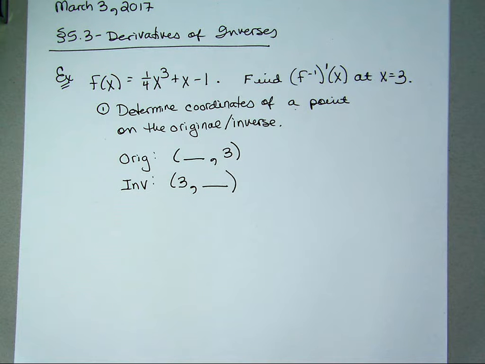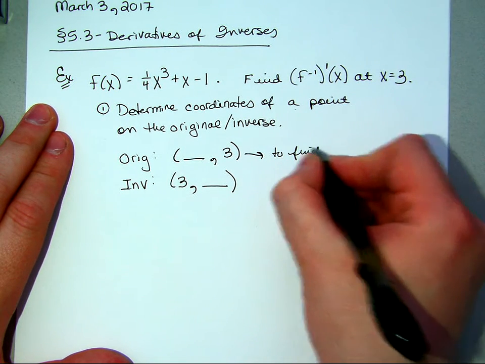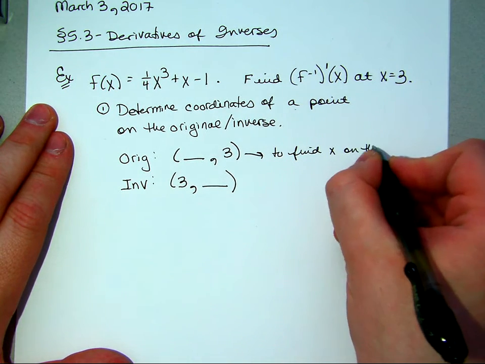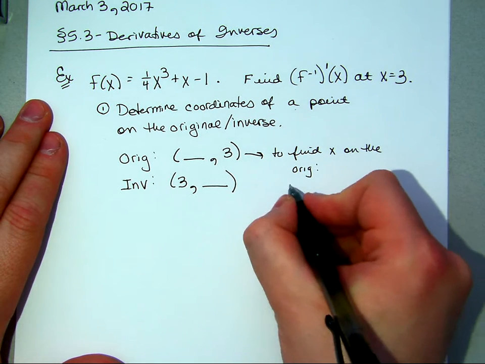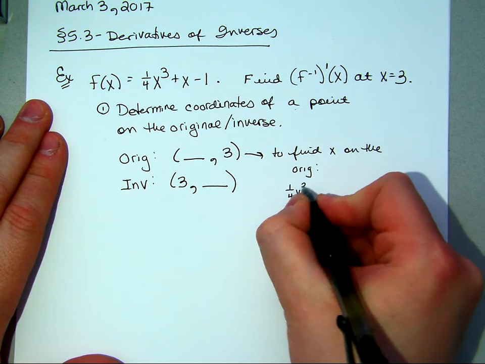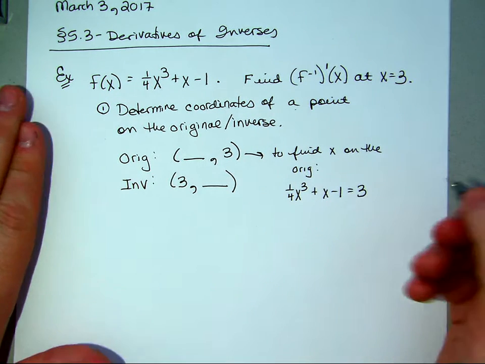If you have the y, how would you find the x? Plug into the equation and solve it for x. So to find the x on the original, I'm going to say 1/4 x cubed plus x minus 1 equals 3, and I'm going to solve that.